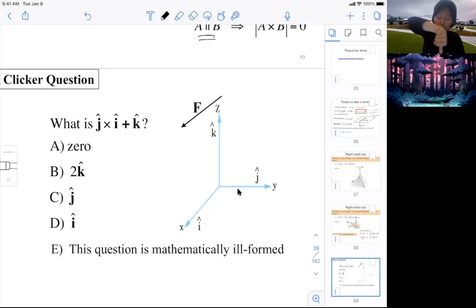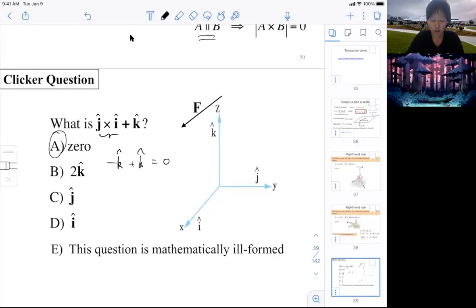So what is J cross I? What did I get? Is it K hat? It's the opposite of K hat, right? It's negative K hat because K hat is upward. So this one gives me negative K hat plus K hat. I get 0. So the correct answer should be A, 0.